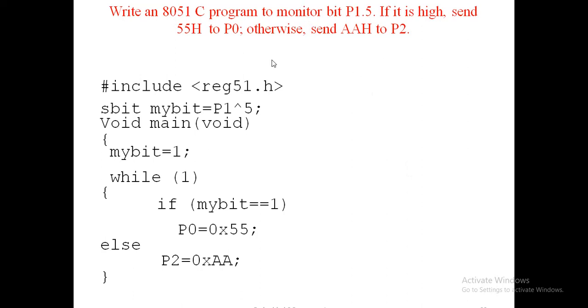The first program: write an embedded C program to monitor bit P1.5. If it is high, send 55H to port 0, otherwise send AAH to port 2.